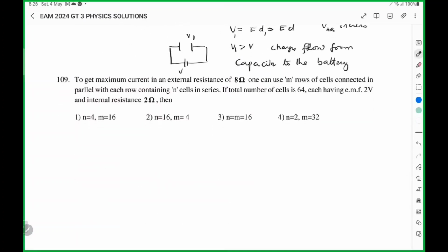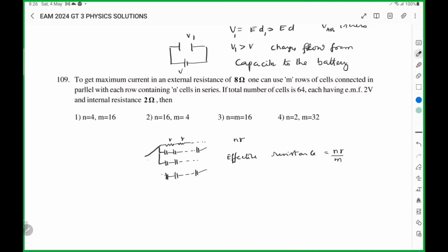Here, in one row, there are N cells in series. So each have an internal resistance R. Like that, N cells are connected, NR. So in this way, cells are connected in M rows. So then effective resistance is NR by M.